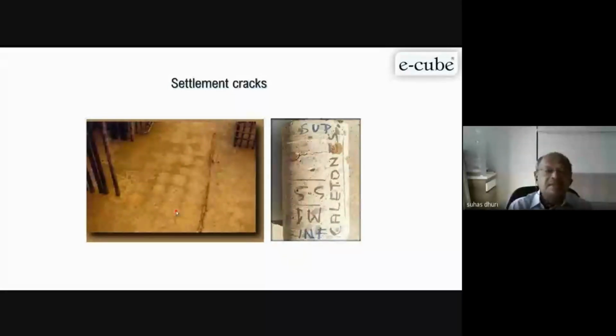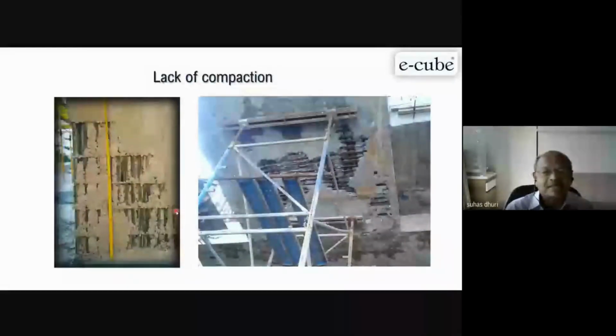This we will discuss in detail later on. See the lack of compaction, and lack of cover also. There is no space to move the aggregate. Hardly 10 mm cover is there, and you are using 20-25 mm aggregate. Definitely it will not move into the cover zone, because the reinforcement is very close. How will the concrete come?